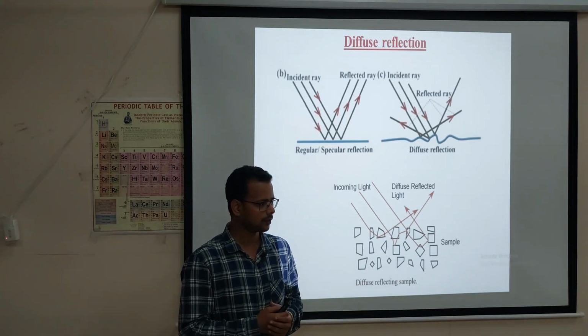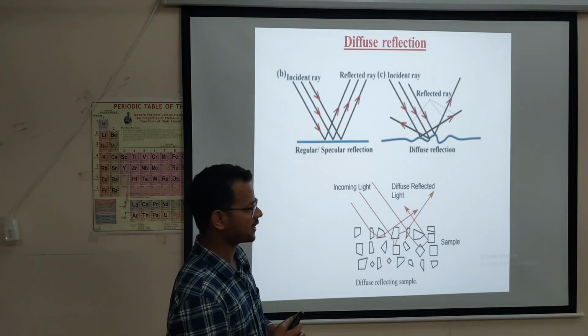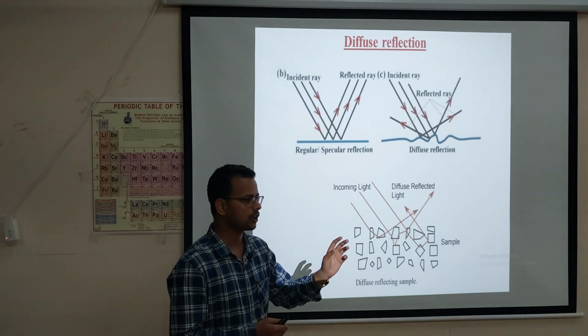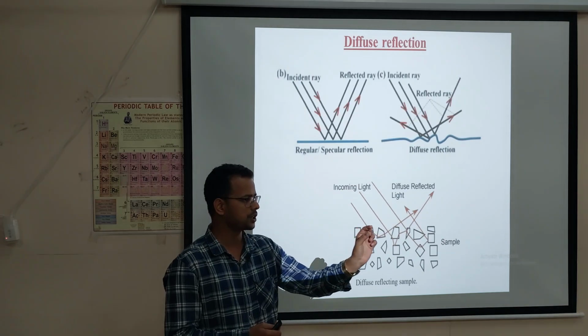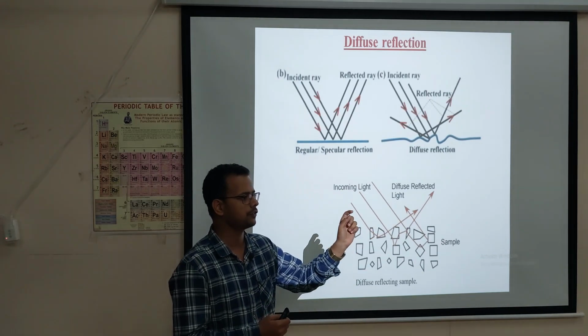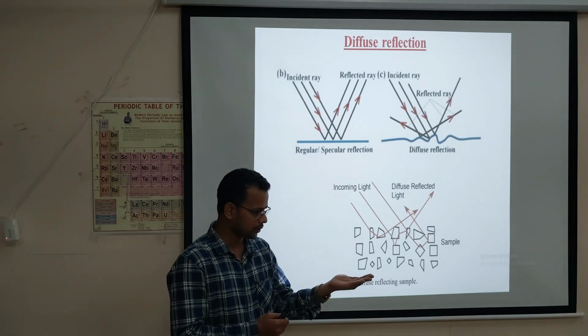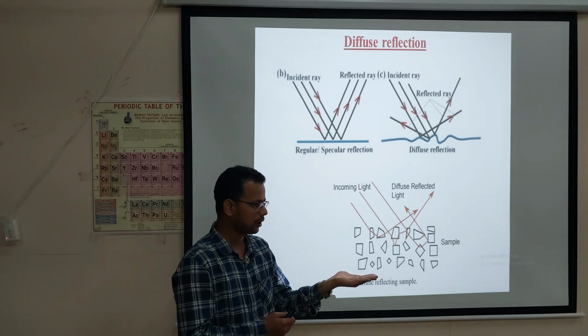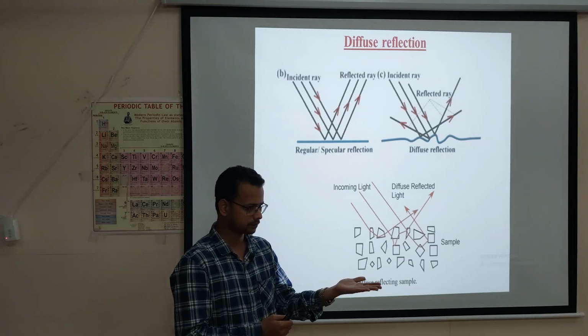So, what is diffuse reflectance? Clear? Why is it called UV-visible diffuse reflectance spectroscopy? Why is it not called UV-visible reflectance? Because we are using a sample which is in powder form.